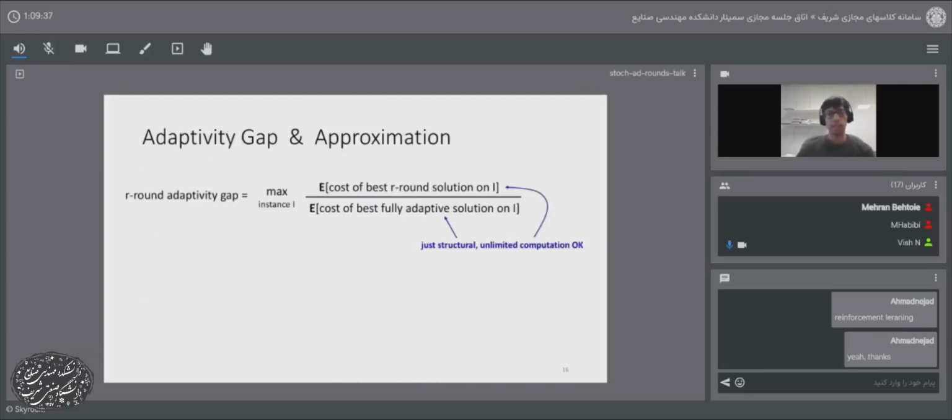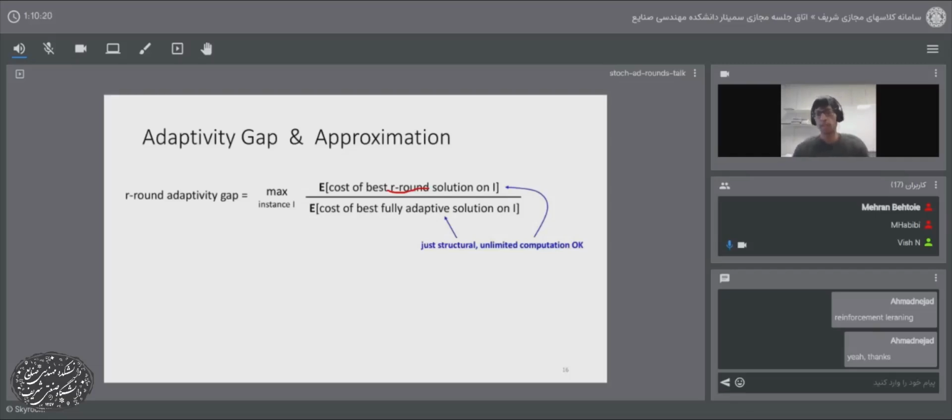So just to formalize this a little bit more, we have the concept of an R-round adaptivity gap, which measures the ratio of the best R round solution. So an R round solution is limited to take only R adaptive batches. And we compare the cost of this kind of solution to the best fully adaptive solution. The fully adaptive solution can adapt or change its decision after every item. So that will obviously achieve the best objective. But we want to see how well a limited round algorithm can do.